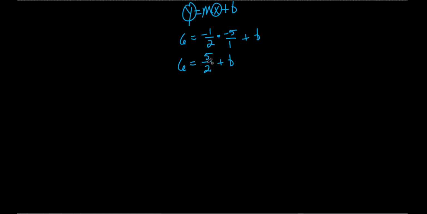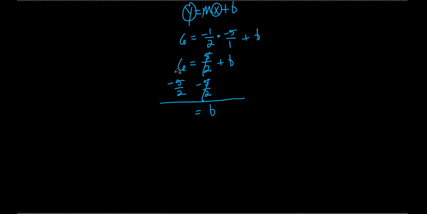Now, this is a positive 5 over 2. It's being added to this. So how do I get rid of a plus 5 over 2? I subtract a 5 over 2. Then I come over here and I subtract a 5 over 2 from this. All right, that cancels out. What am I left with on the right-hand side? A B.